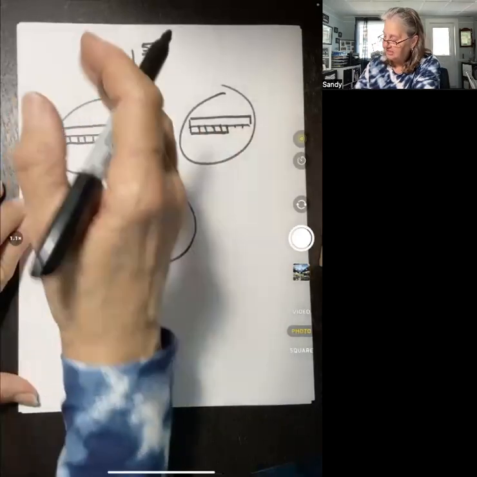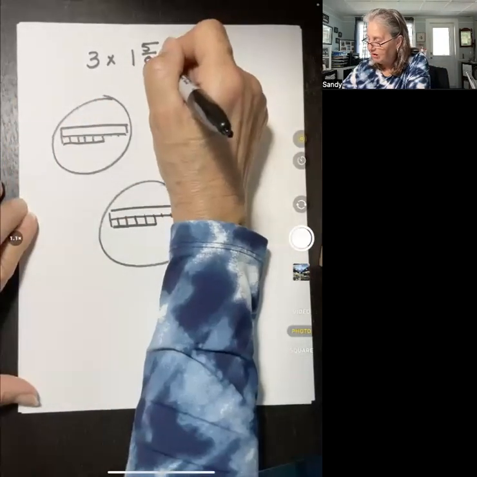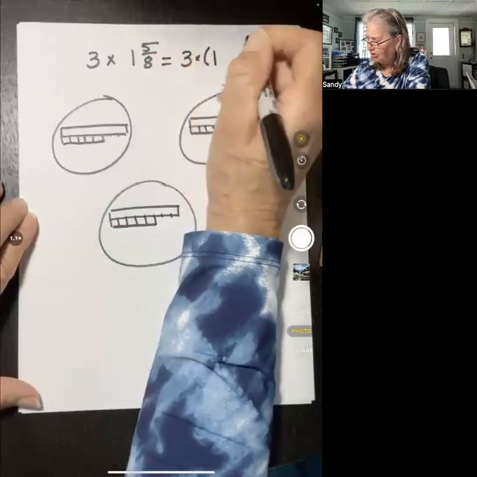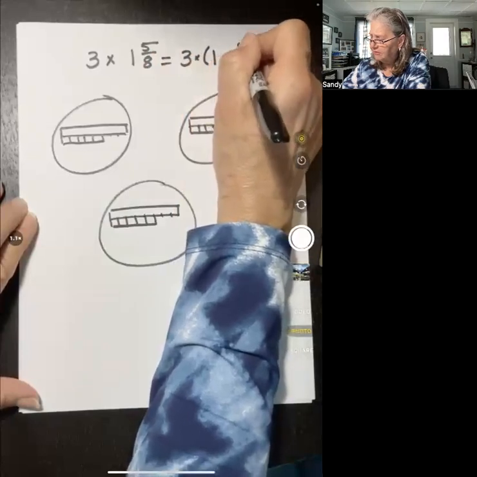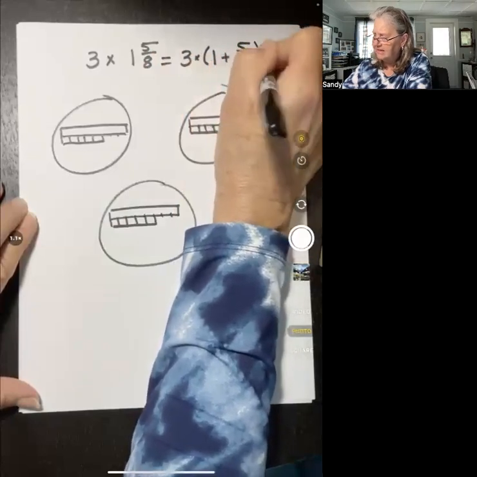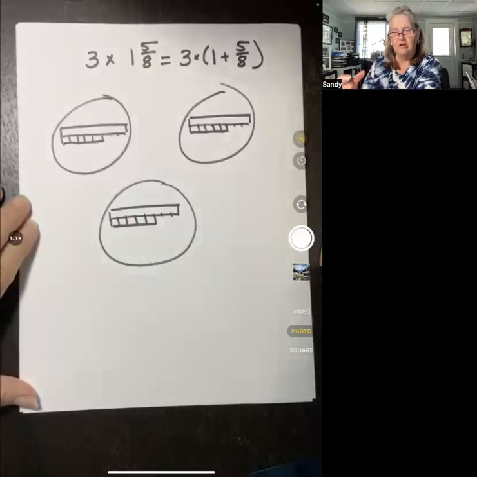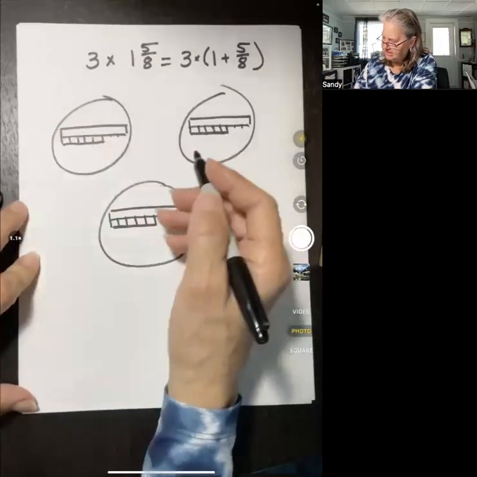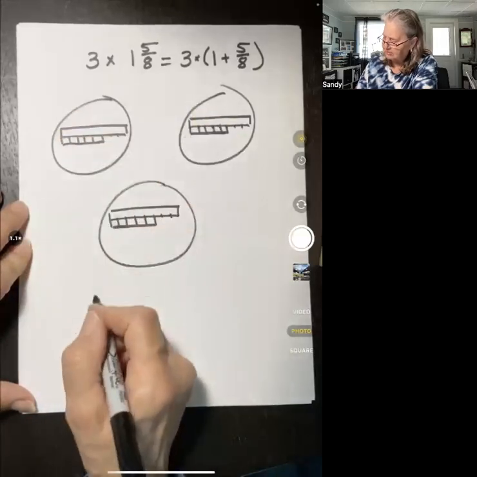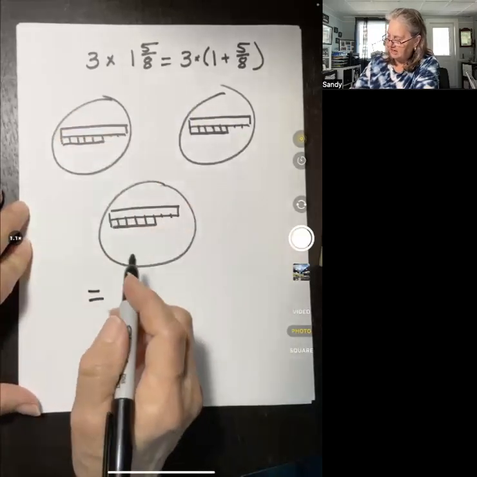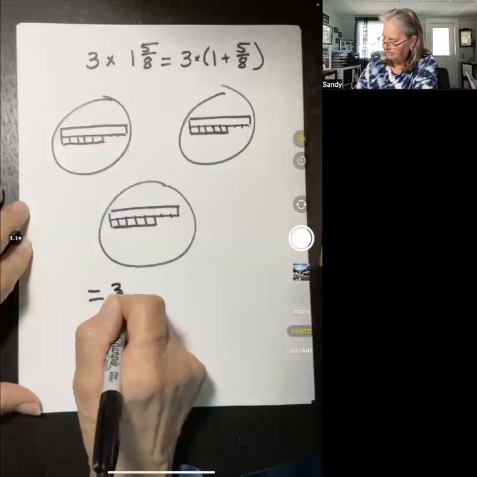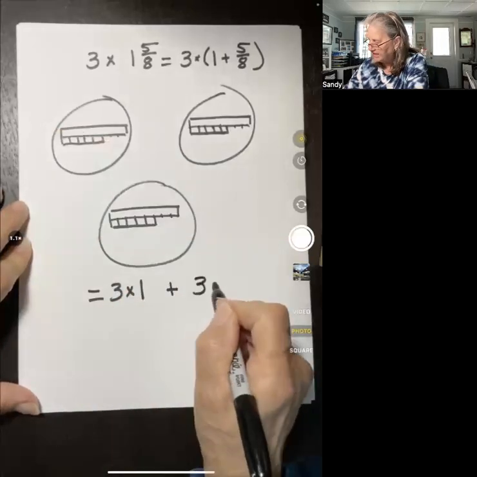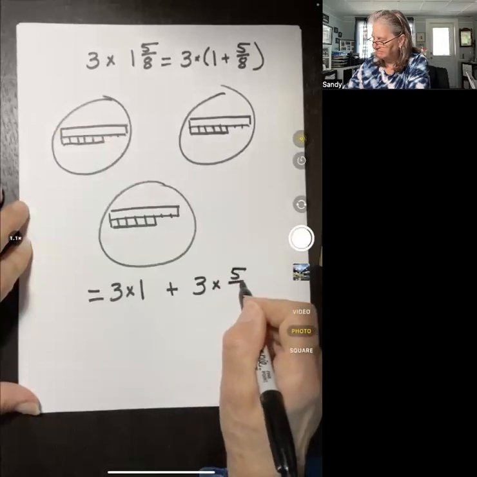Now, as I do this, how did I think of that 1 5/8? I thought of it as a whole put together with 5 1/8 pieces. As I'm drawing it, I know I have a whole and 5 1/8, a whole and 5 1/8. So when I look at this, how did I make that up? What's the rest of that distributive property? I've got 3 wholes put together with 3 sets of 5/8.